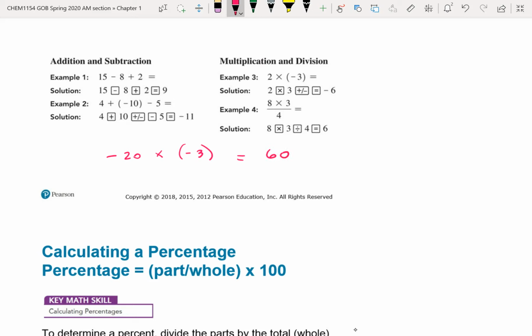All right. What about if we had negative 20 plus negative 3? Negative 23. Confirmation in the back. Negative 23. Confirmation that way. Negative 23. All right.